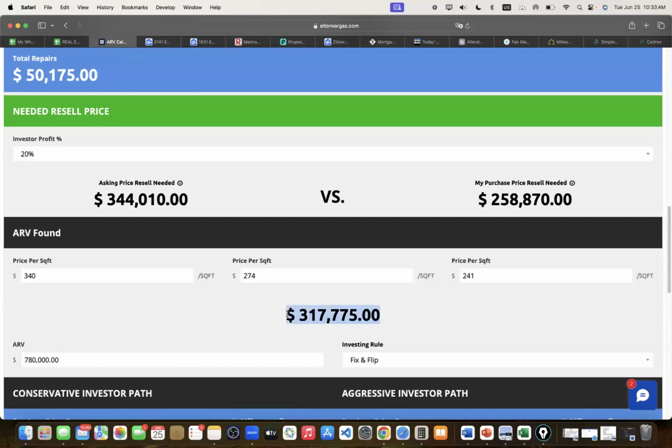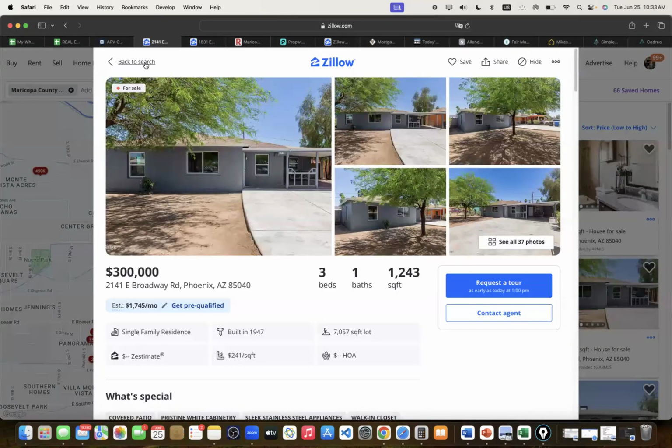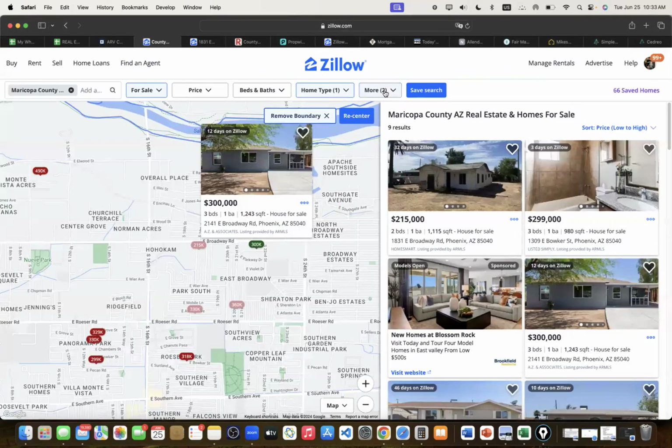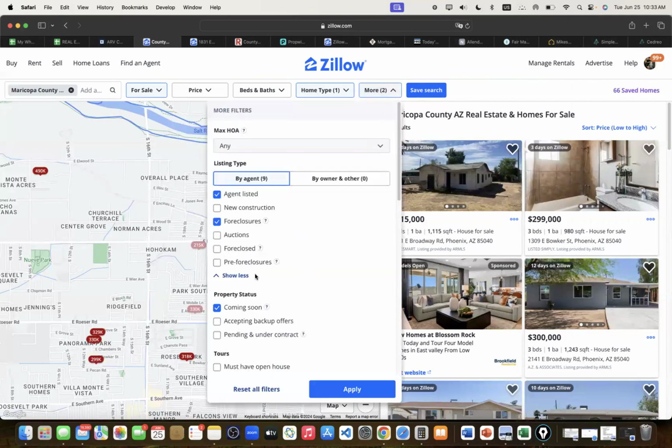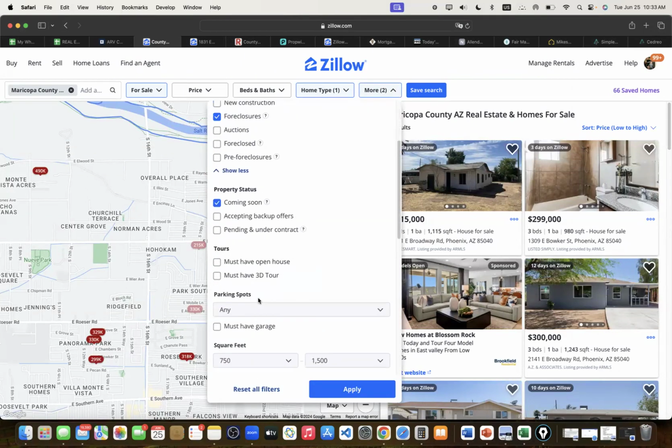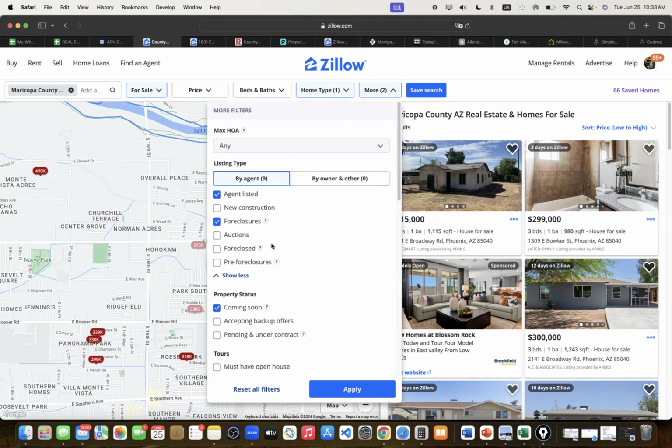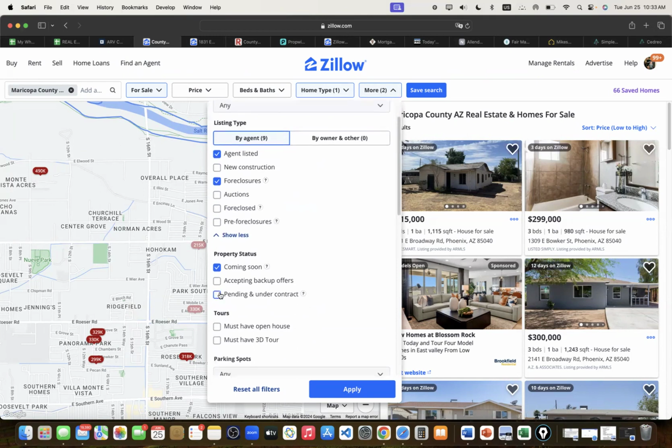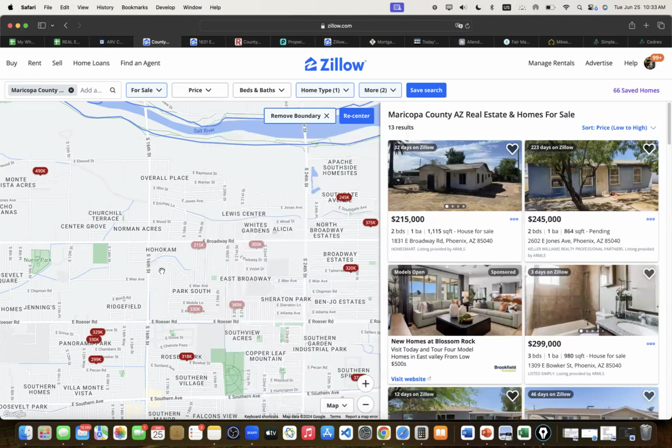So our ARV, from just those three comps that are for sale, properties that are in really good shape and in the shape of getting fixed up and flipped, is 317. But the biggest thing that's going to confirm it is what has actually sold and what is under contract. So let me look for properties that are under contract, if there are any in the area.